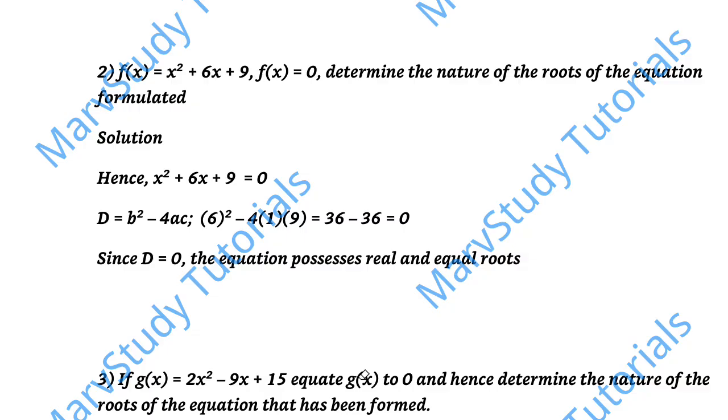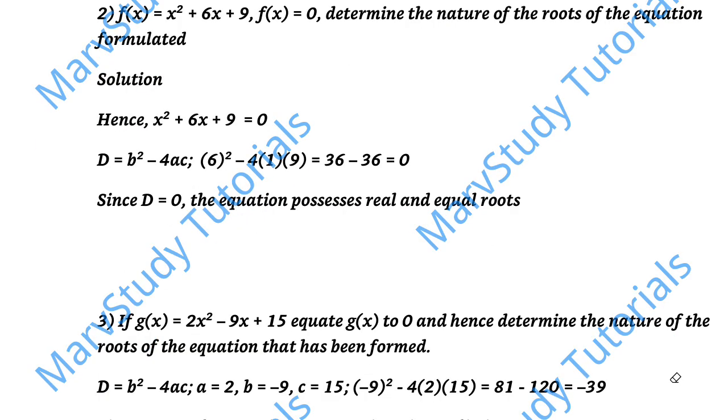Okay, question number 3, we take another question. If g(x) is equal to 2x squared minus 9x plus 15, equate g(x) to 0 and hence determine the nature of the roots of the equation that has been formulated. So we compare with the general form as usual. The value of a in this case is 2 because the coefficient of x squared is 2. The value of b is negative 9 because the coefficient of x is negative 9.